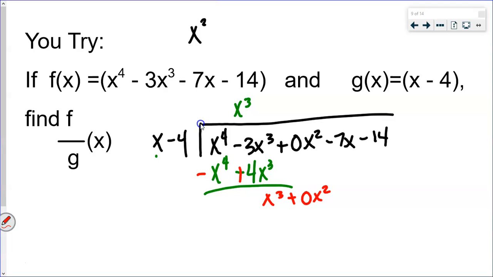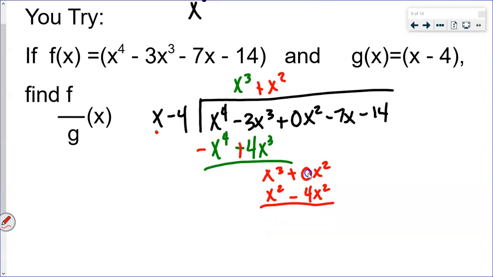So now, what do I need to multiply by x here to get x to the 3rd? That would be x to the 2nd, right? So I'm going to multiply both of these by x to the 2nd, and that's going to give me negative 4x to the 2nd there. Now, we can see why we need that placeholder, right? What would happen if we didn't put it there, y'all, is we would probably try to combine negative 7x with the negative 4x. And that's a problem because they're not like terms, okay?